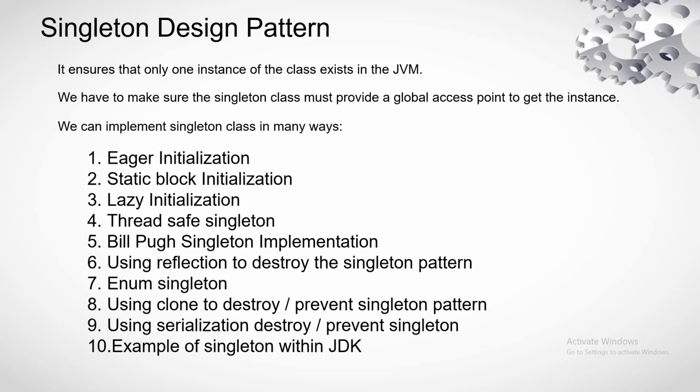thread safe singleton, fifth is Bill Pugh singleton implementation, sixth is using reflection also we can destroy the singleton pattern. Seven, using enum we also can achieve the singleton. Eight is using clone to destroy the singleton pattern. We will check how to prevent cloning of a singleton object. Nine is using serialization to destroy the singleton. Ten is examples of singleton within JDK. Also we will take some examples of pre-existing classes in JDK.